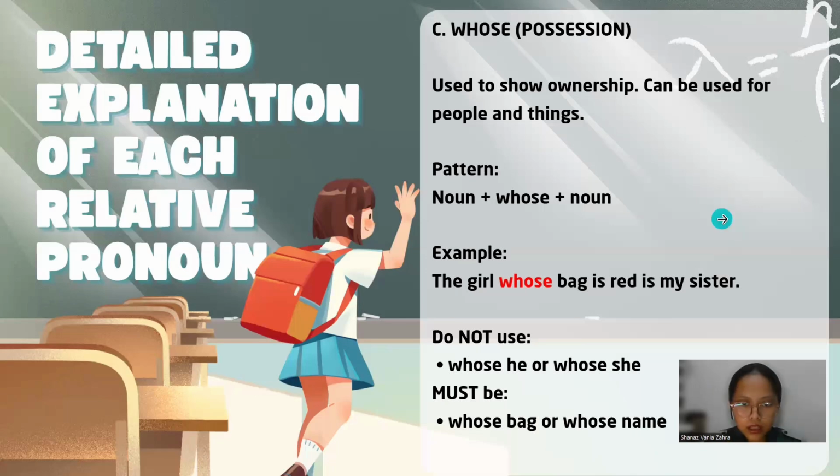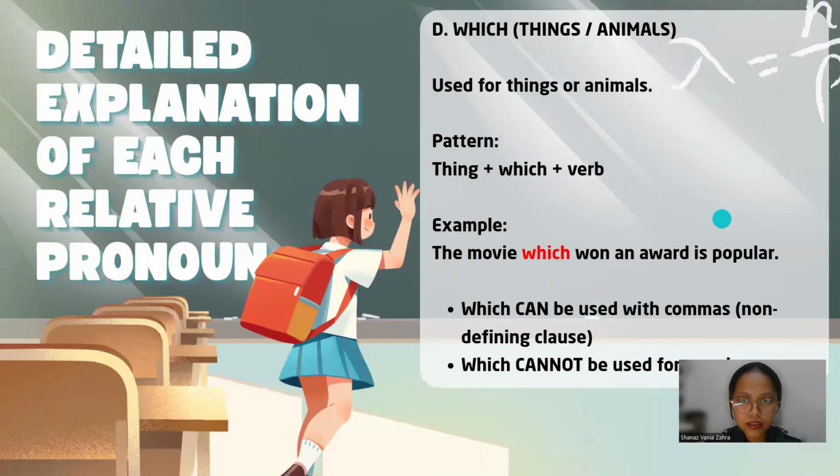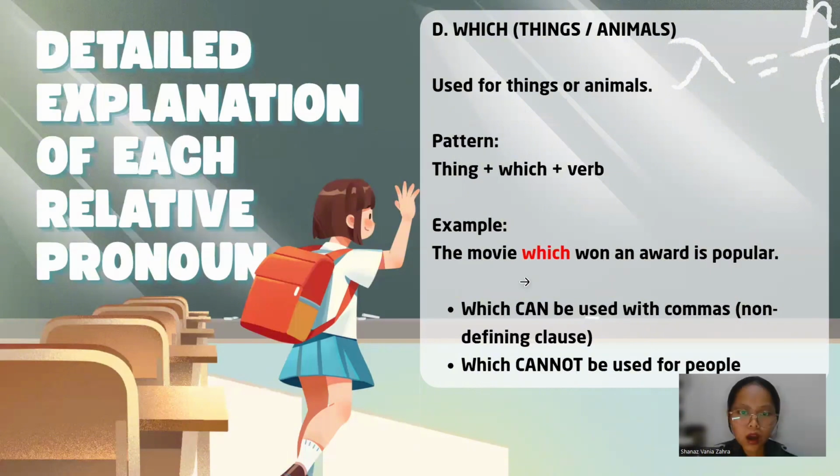Next, which. It is used for things or animals. The pattern is thing, which, and verb. Which can be used with commas in a non-defining clause, but which cannot be used for people. All right. So which is used to describe things or animals, not people. It helps us give extra information about an object that has already been mentioned.